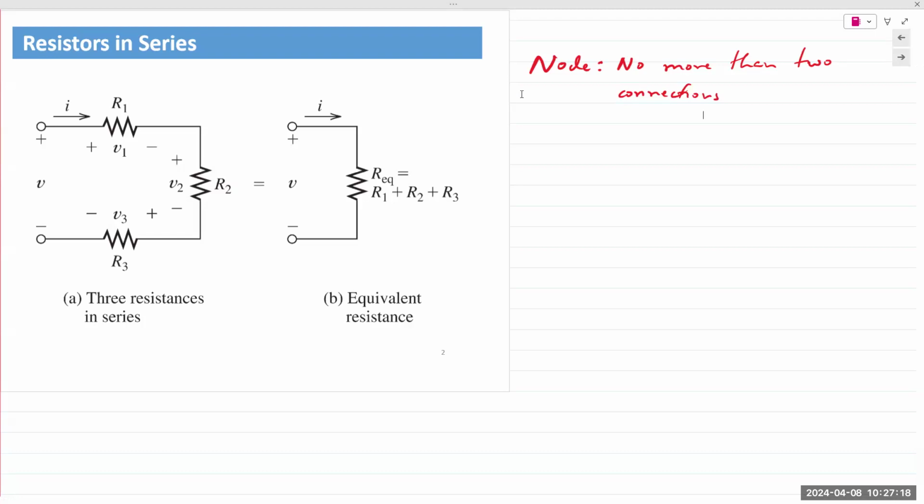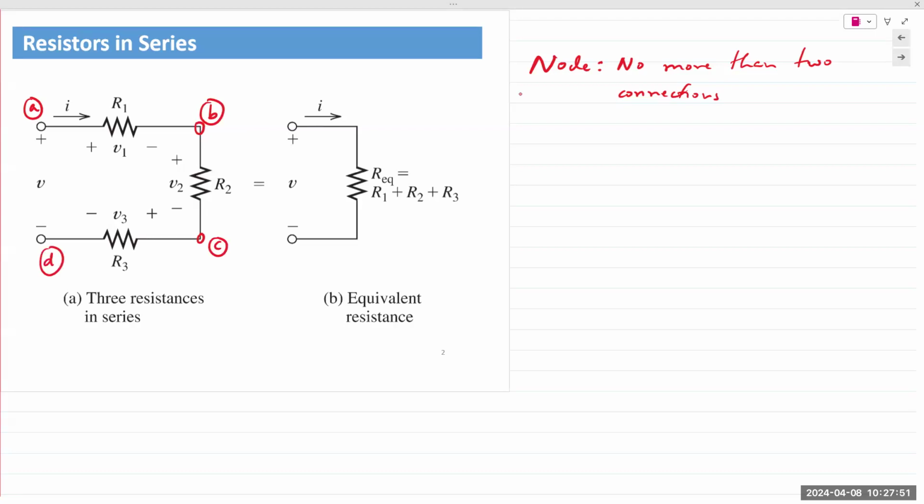So if we look at this connection right here, it's a connection between R1 and R2 and R2 and R3. You have three resistors. The connection between R1 and R2 is a series connection because you only have two connections at that node. Only R1 and R2 is connected at that node. Let me label these nodes. Let's call this A, B, C, and D.